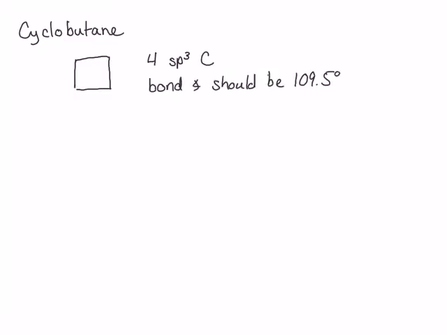Next, we'll look at cyclobutane. Cyclobutane is a 4-membered ring. It contains 4 sp3 hybridized carbons. And so again, the desired bond angles are going to be 109.5. But due to the constraint that the 4-membered ring puts on those sp3 hybridized carbons, the actual bond angle is 90 degrees. So again, we have angle strain, although it's not quite as bad as in the cyclopropane example.